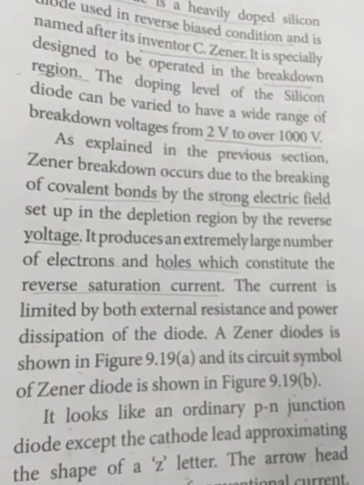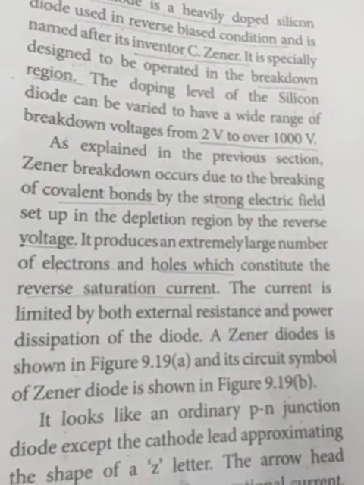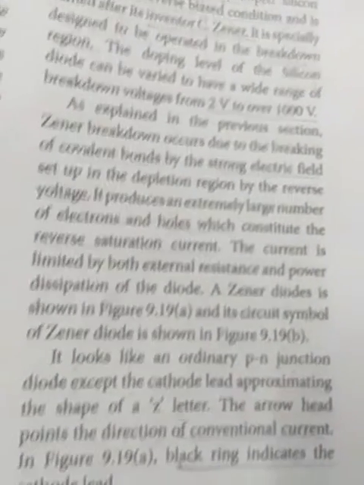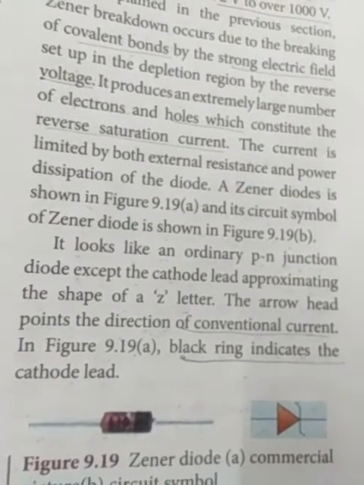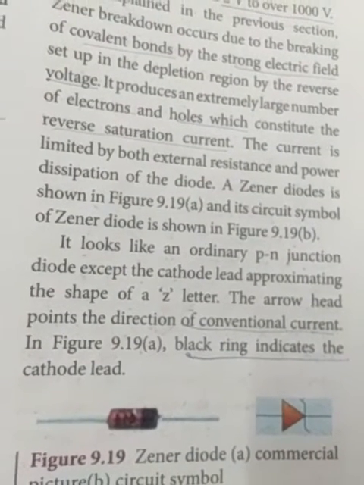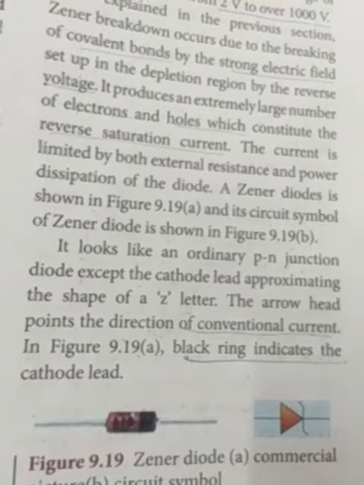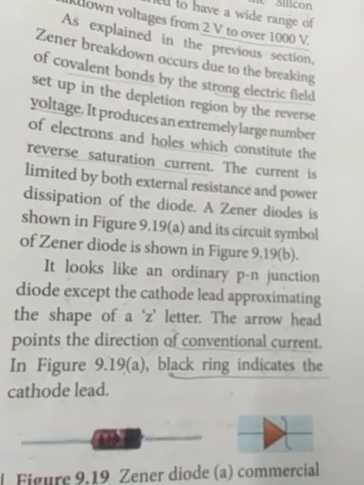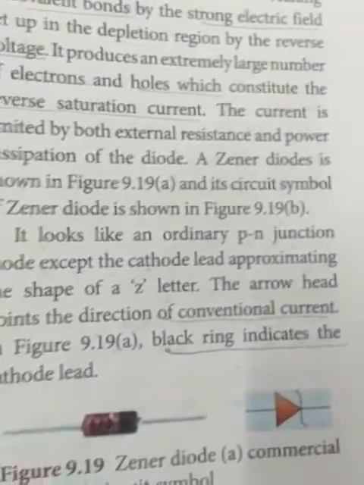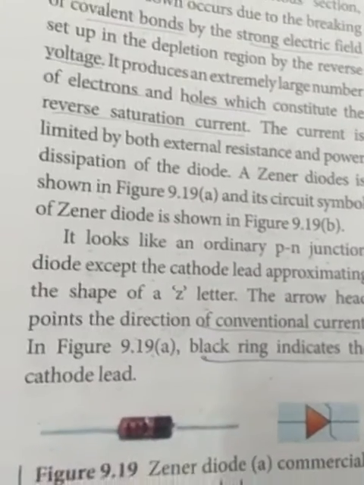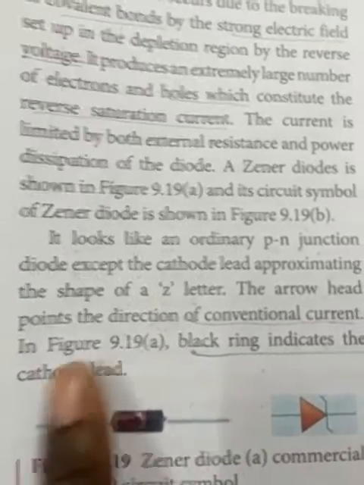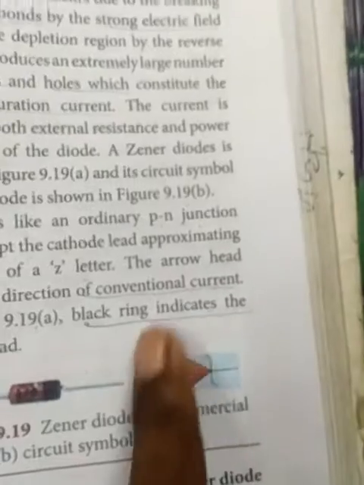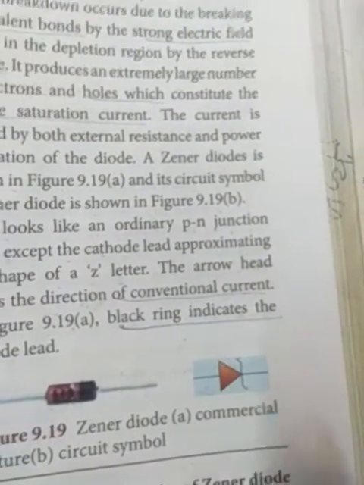This is the circuit symbol of the Zener diode. As you see in the figure, it looks like an ordinary PN junction diode except the cathode lead is approximately in the shape of the letter Z. The arrow points in the direction of conventional current. The black ring indicates the cathode lead. This is a Zener diode, with positive and negative terminals.